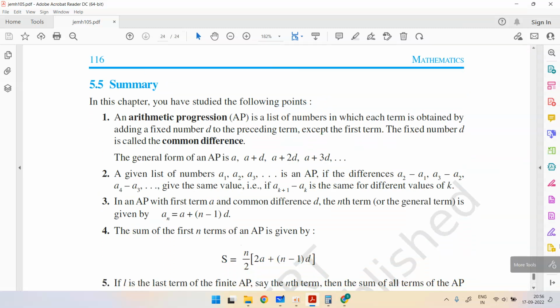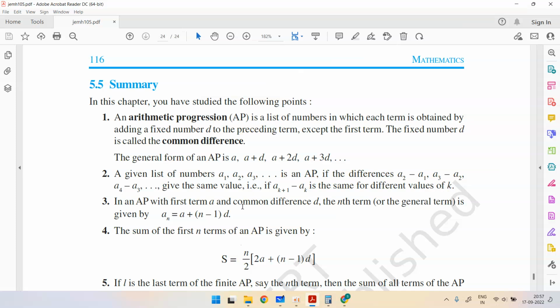What is the summary? An arithmetic progression is a list of numbers in which each term is obtained by adding a fixed term. The fixed term is called the common difference. D is added to the first term to get the next term, and the series is given as a, a plus d, a plus 2d, a plus 3d. Now, if a given list is an AP, then the common difference between A2 and A1, A3 and A2, all will give the same value. That is, A(k+1) minus A(k) gives the same value for different values of k, which is nothing but the common difference.